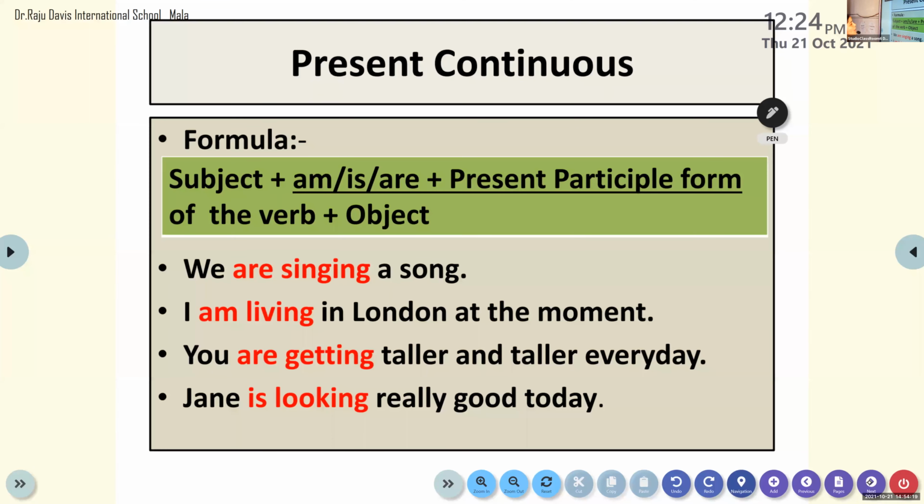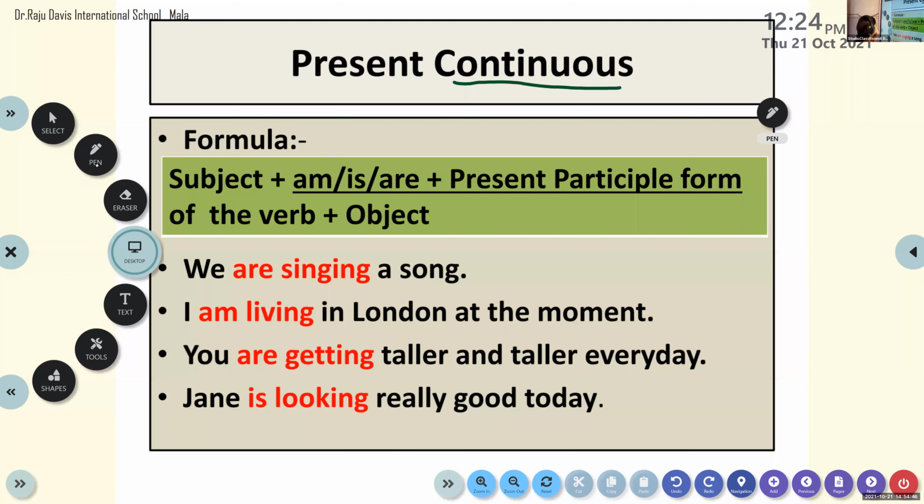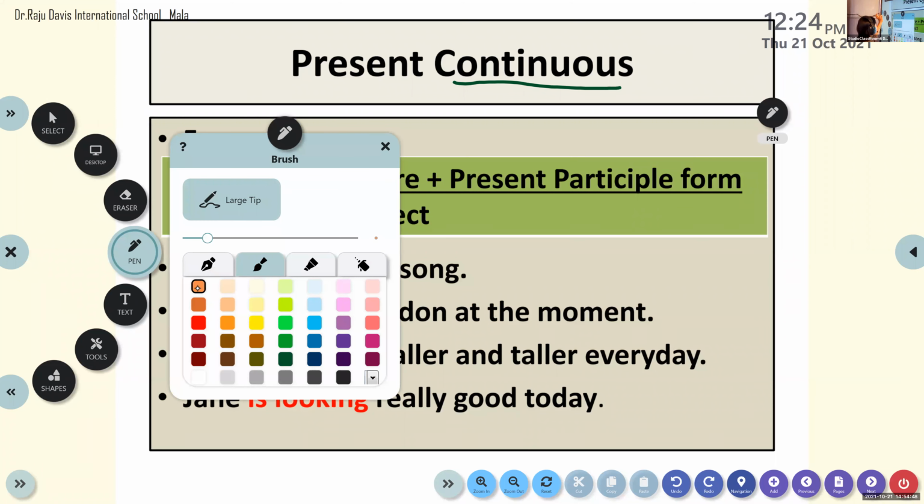Now let us see the rule of present continuous. I repeat the spelling of continuous. C-O-N-T-I-N-U-O-U-S. Everyone must learn by heart the spelling of continuous. Present continuous. C-O-N-T-I-N-U-O-U-S. Listen here, children. The formula to construct a sentence in present continuous tense: we should begin our sentence with the subject. I repeat, we have to begin our sentence with the subject. Then what else?